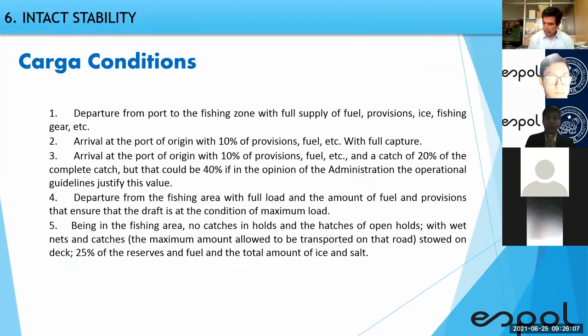According to the Croatian Register of Shipping, for fishing vessels we have five typical load conditions referred to in the classification rules. It's important to say that for all the cargo conditions, we have complied with the minimum value.